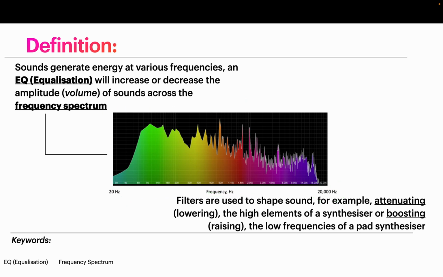Now, getting into filters. Filters are a little bit like an EQ, but usually what you find with filters is that they're at, for example, this lower end of the spectrum, or they could also be found at the higher end of the spectrum. Basically, a filter will do one of two things. It will either attenuate, which means lower, or it will boost, which will raise a certain frequency. Again, as I said earlier in the lecture, I do want all these keywords written down with their definitions.